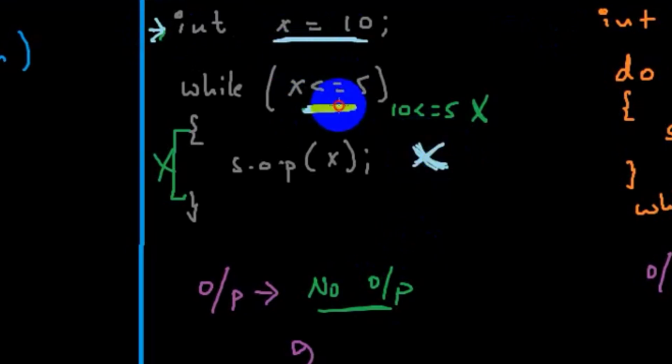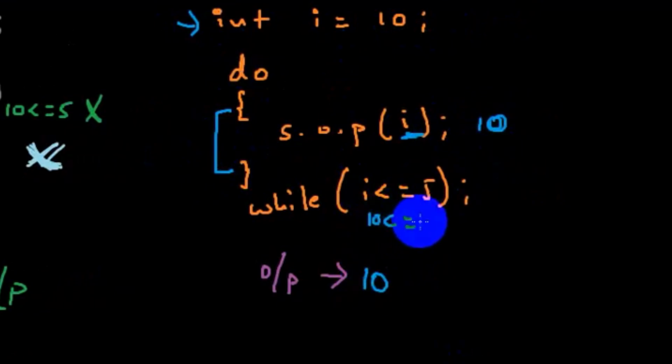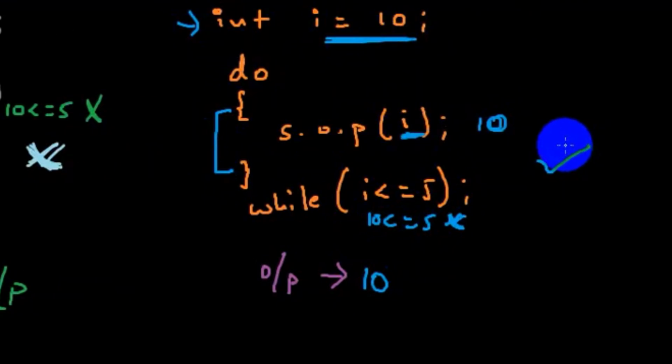Clear? If the first initial condition is false, the while loop will not execute even once. Whereas in the do while loop, check what happens. What is my value? 10. Since it does the job first, the i value 10 will be printed. Is 10 less than or equal to 5? No, stop it now. So even if the initial condition is false, the do while loop will execute at least once, but the while loop will not get executed if the initial condition is false.